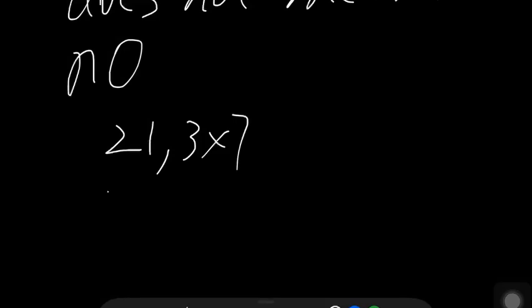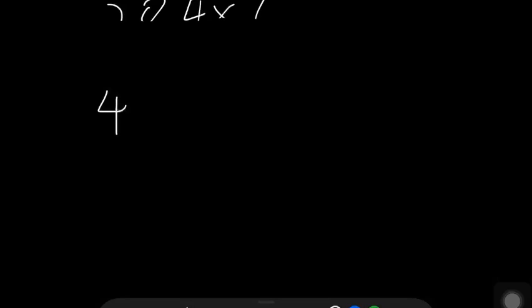Also, there are numbers that are not prime, but when you calculate, you can combine them, like 21, which is 3 times 7. Check if it is divisible by 3 and 7, and if it is, then it's divisible by 21. Same for 28.